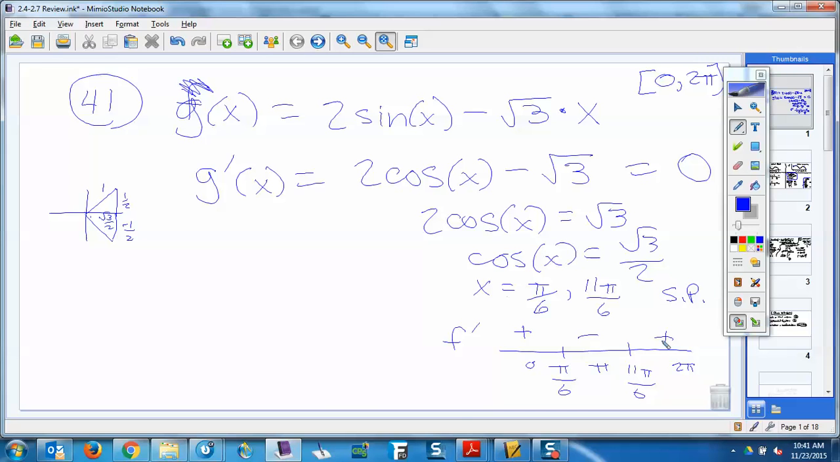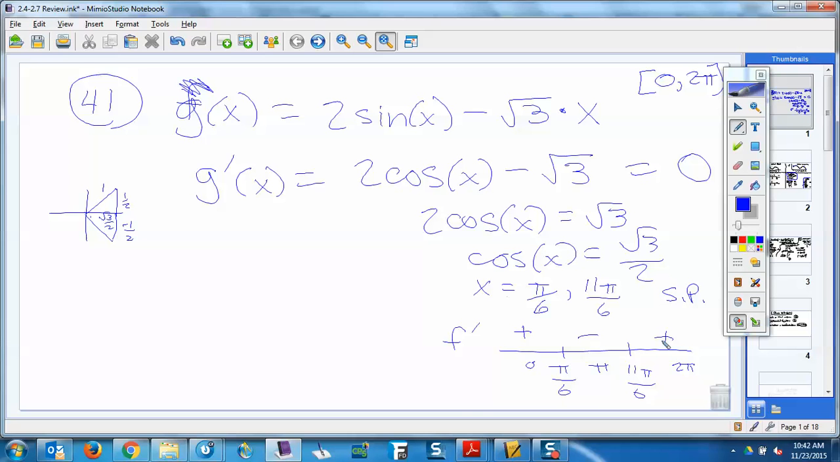So now, everything you need about the chart is right there, right? If I ask, where is F increasing? From 0 to pi 6 and from 11 pi 6 to 2 pi. Where's it decreasing? Here. Where's the local max? Pi 6. When F prime changes from positive to negative, F changes from increasing to decreasing. Local min, right? 11 pi 6 and all that stuff. So everything in the chart about F prime is right there in that number.